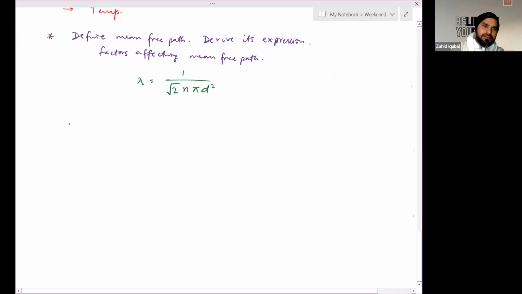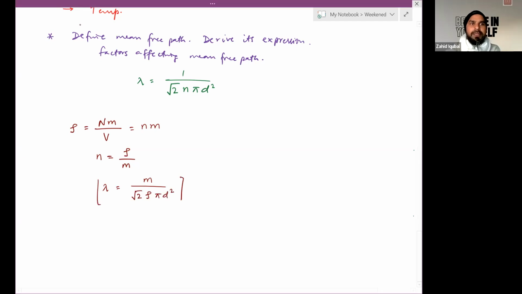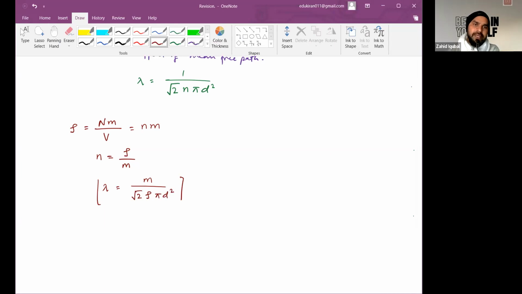Suppose density is equal to total mass by total volume. So total mass will be capital N multiplied by mass of each gaseous particle, divided by total volume. Capital N divided by volume is called number density, so it will be termed as small n multiplied by m. So we may write number density is equal to density divided by mass of each gaseous particle. If you put this in the above expression, you will get lambda equals m divided by root 2 times rho pi d square. So from this part, we can say mean free path will be directly proportional to mass of gaseous particle.